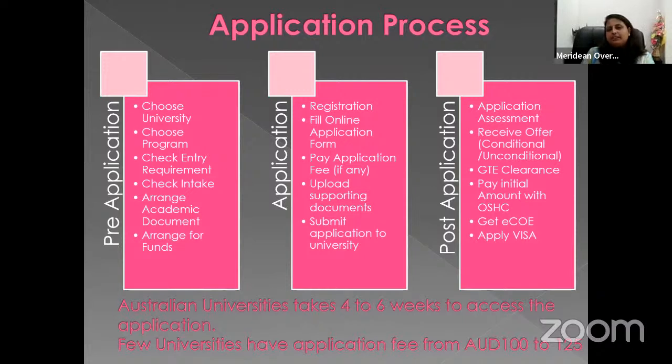Coming to the application, you have to fill the registration form, application form, and pay the application fees. For the Group of 8 universities, the application fees start from 100 AUD to 125 AUD. You have to upload all the necessary documents for the application, and you can submit the application to the university. Australian universities take minimum 2 to 6 weeks to assess your application, depending upon the profile and the program that you have applied for. And after assessment, the university will give you an offer.